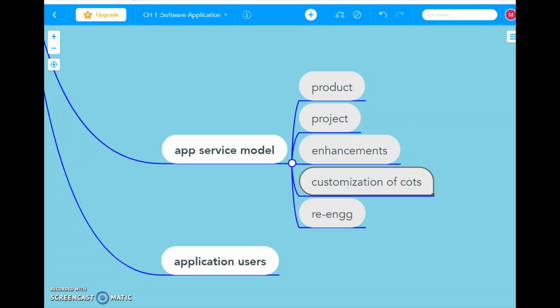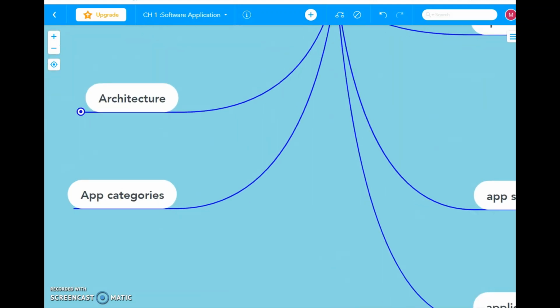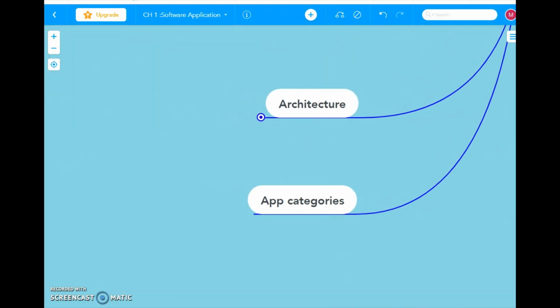Okay, and the last one is re-engineering. Re-engineering is nothing but you redevelop an existing product or project, which was developed in some older technology, with some new technology. That is called re-engineering. I hope this is clear. We'll move to the next topic, that is application categories.